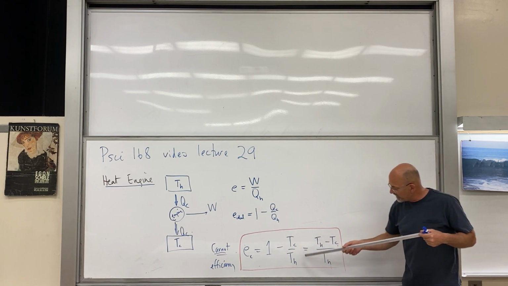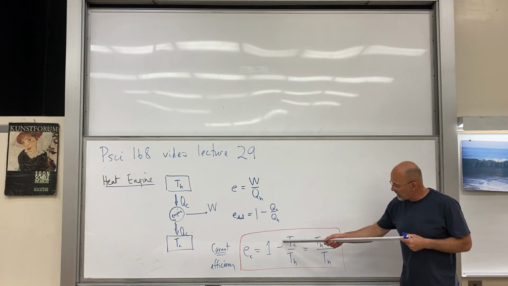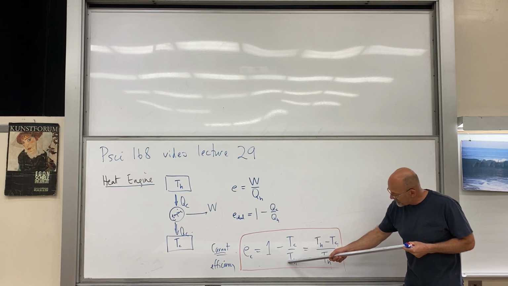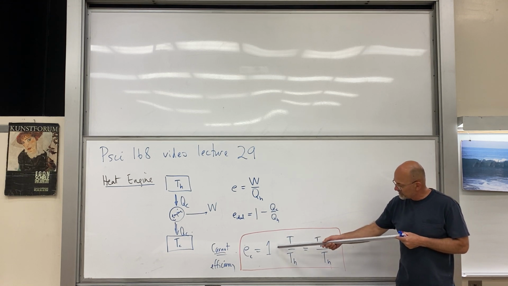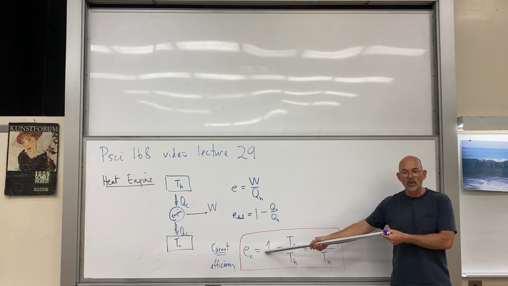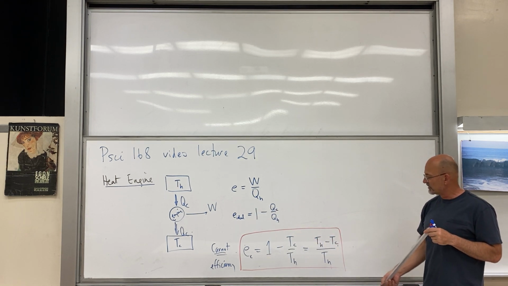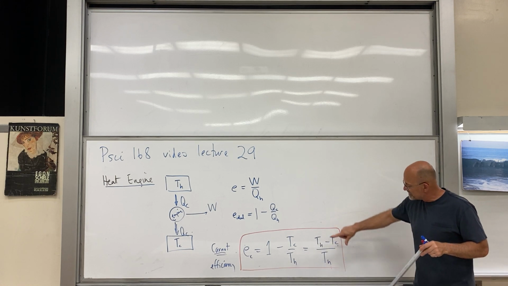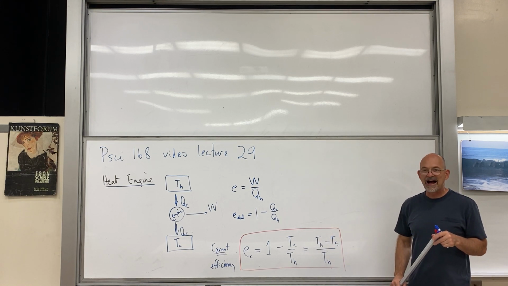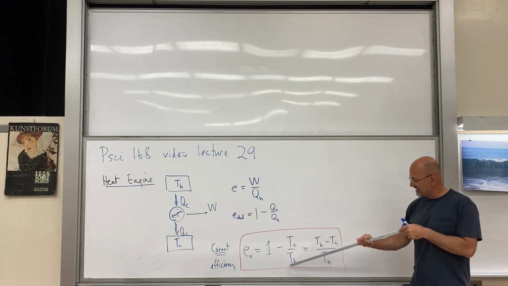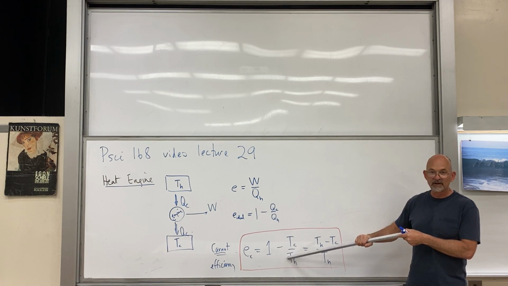This middle form here, we see that we want TH to be much larger than TC, and that way we're taking away very little from the 1. The 1 would be the ideal, right? 100%. So in either case, you see we need a difference in temperatures that's very high. And here we see that the higher the high temperature, the better.